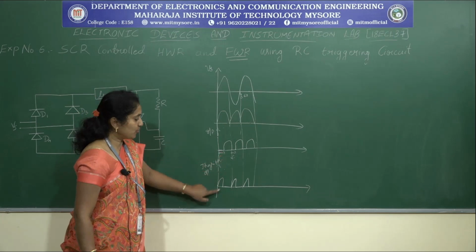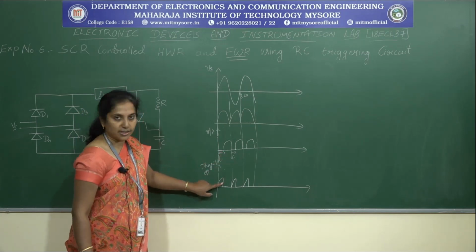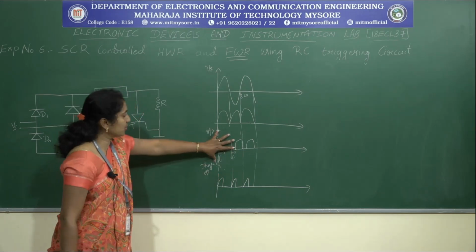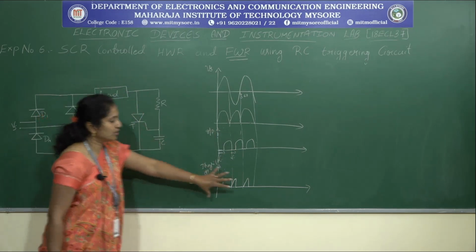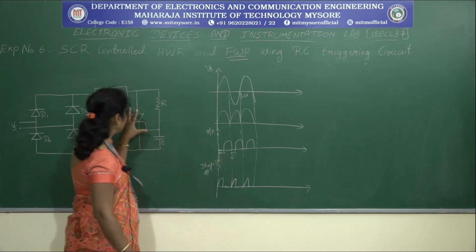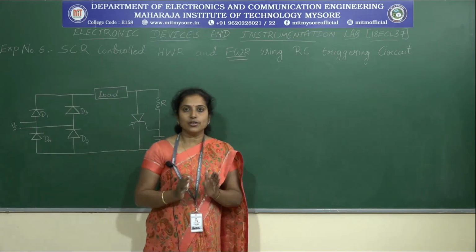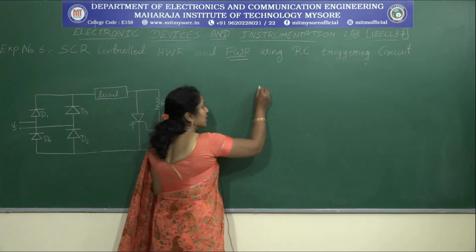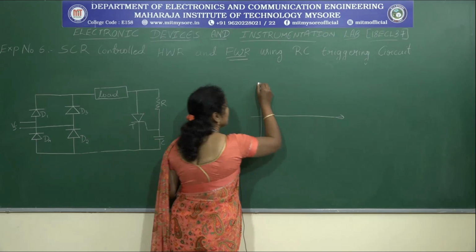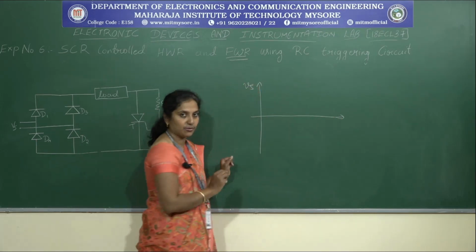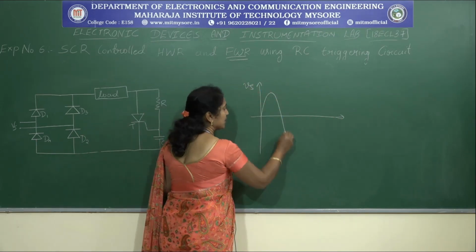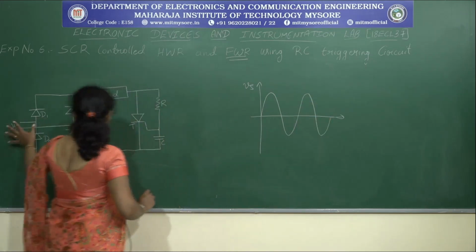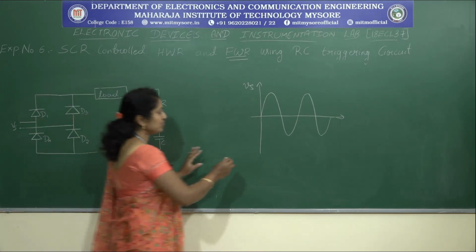In this waveform you have to measure in the CRO. This is the output you have to measure across the load, and this output you have to measure across the thyristor. Now you have to measure input and output voltage across the CRO. This is the input voltage you are having, this is the sine wave input supply that you are going to apply at this point.